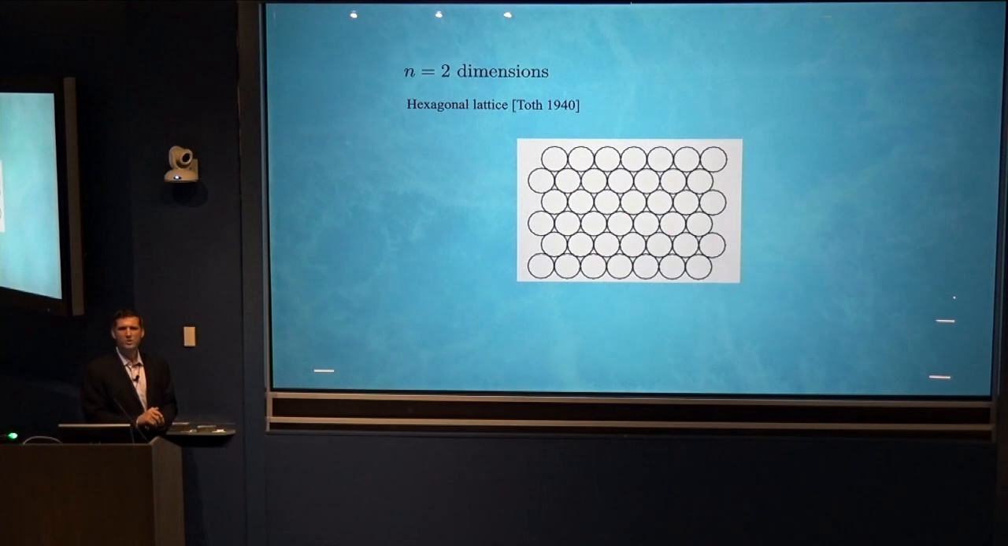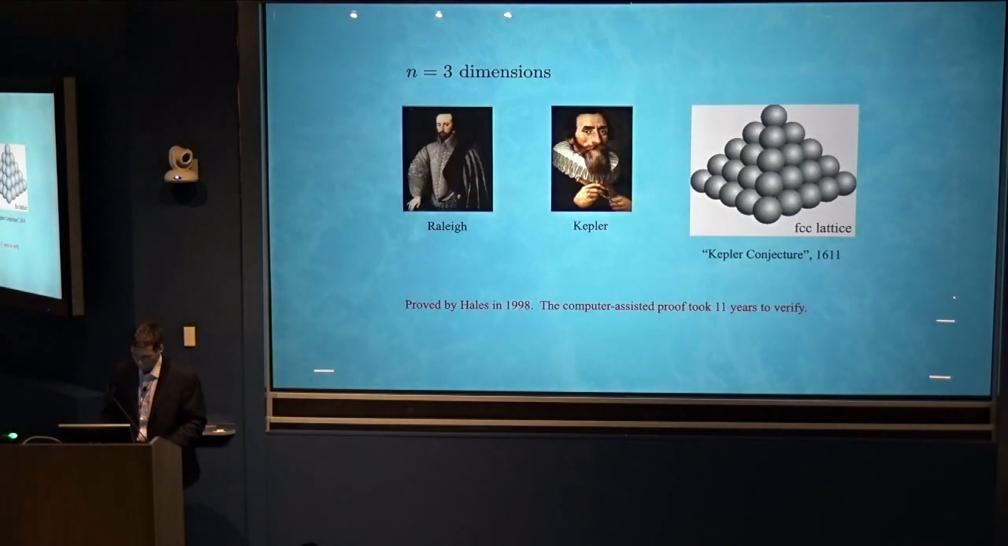In 2 dimensions, the sphere packing question asks how closely you can pack a bunch of circles onto the page. The answer to that question is the hexagonal lattice. This was proved a long time ago. Where things get really interesting is when you go to 3 dimensions. This is known as the Kepler problem.